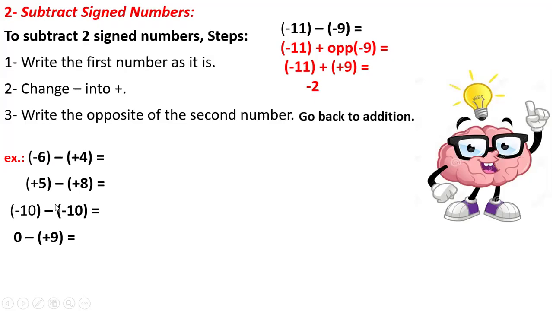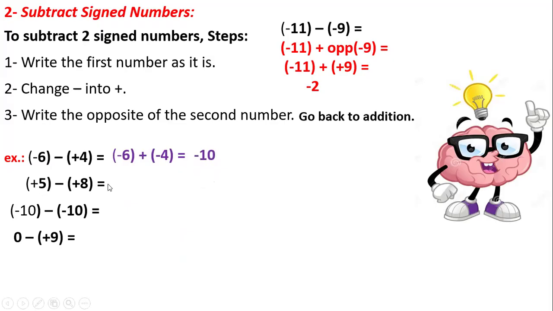Let's solve these exercises together. Minus 6 minus positive 4. Since I have subtraction, I should follow the steps. We write the first number minus 6 as it is. We change minus into plus, and we find the opposite of positive 4. The opposite of positive 4 is negative 4. Now we have addition of two negative numbers, so my sign will be negative, and I add 6 plus 4 is 10.